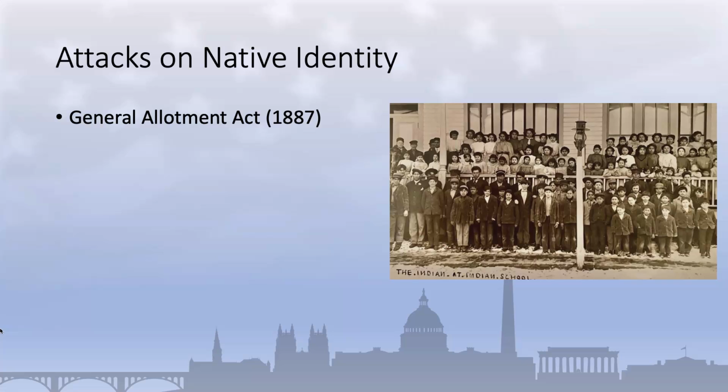The termination and relocation policies of the mid-20th century sought to assimilate Native Americans into mainstream American society. These policies often involved the forced relocation of indigenous peoples from their reservations to urban areas. The disruption caused by these policies, along with the loss of land and community connections, further contributed to the erosion of Native cultures and languages.